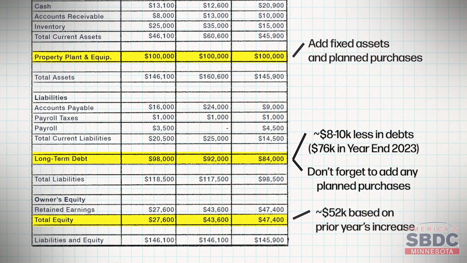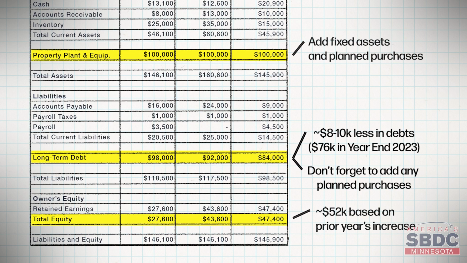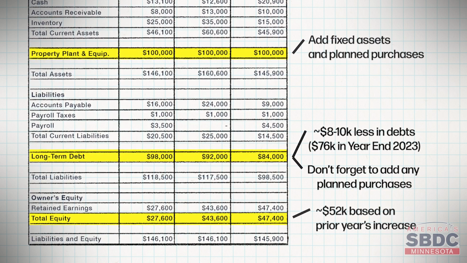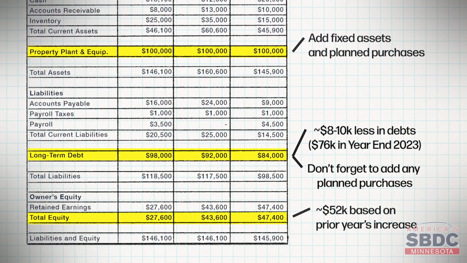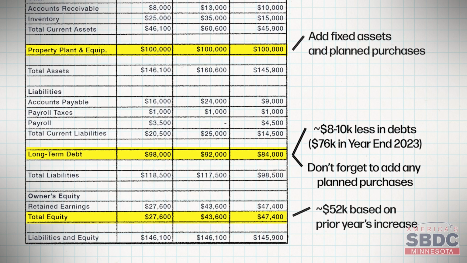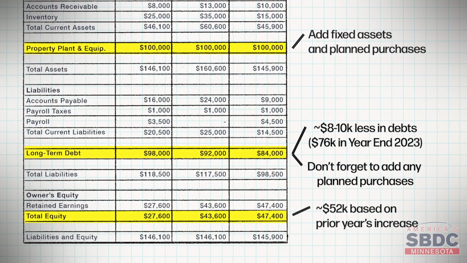Then lastly, we'd look at the equity on the business. It has steadily grown after the debt has been paid off and assets increase, so we could approximate owner's equity of about $52,000 based on prior year's increase.